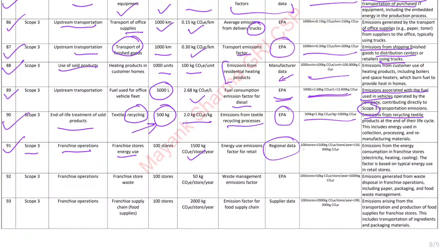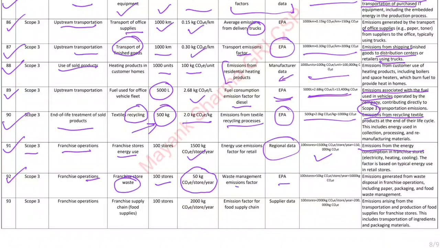So let's see the calculation. So 100 stores multiplied with the 1500 kg, that is the emission factor. Okay, and we calculate this emissions. So basically emissions coming from franchise operations. Okay, and we consume the energy in this. Scope 3, franchise operations again, and store waste. Okay, and these are the 100 stores which are generating waste, and this is the emission factor for waste management.